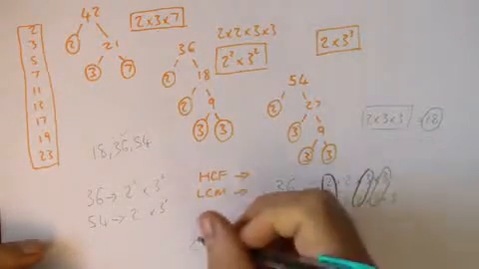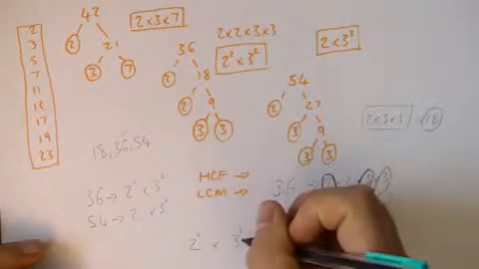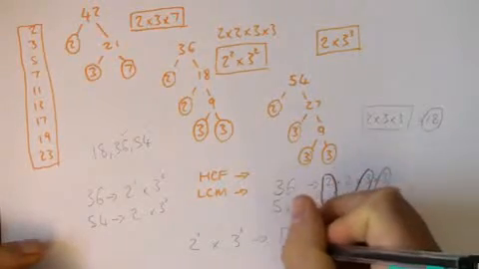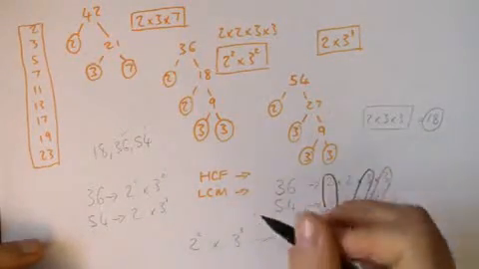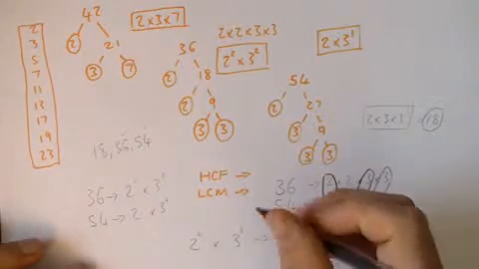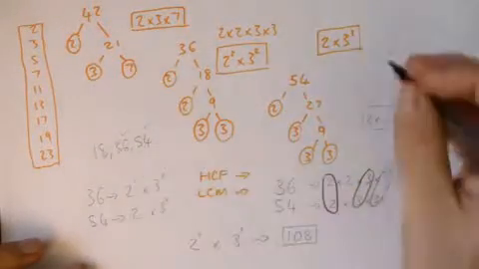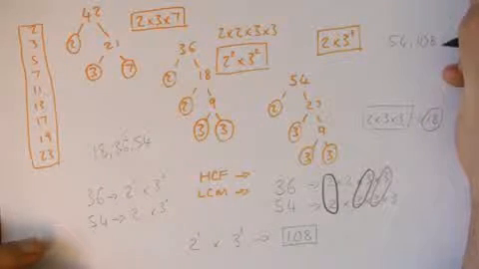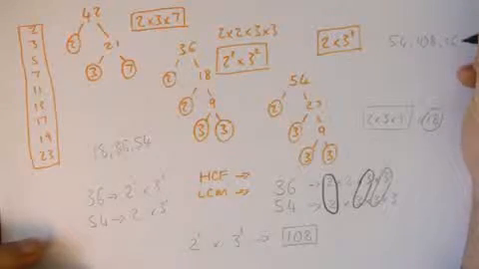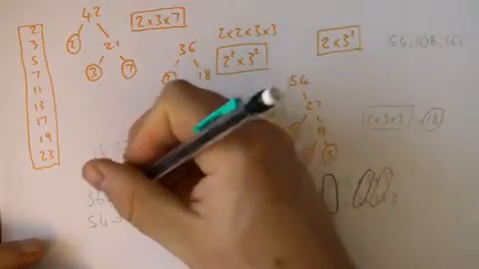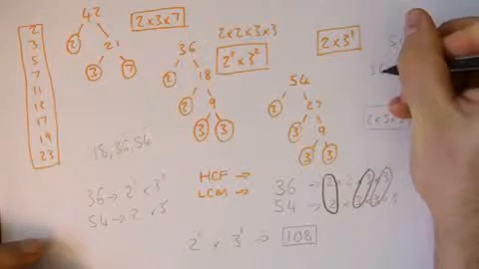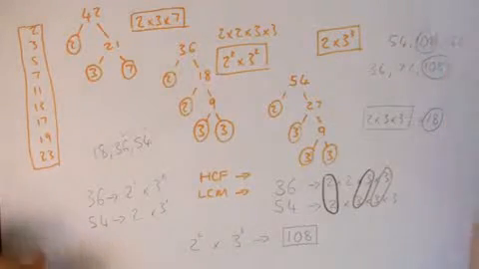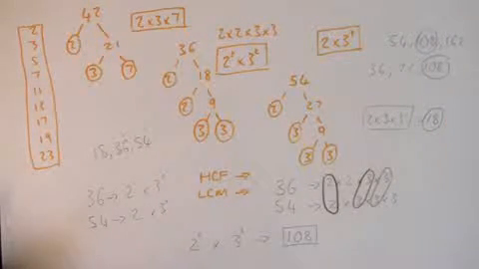This will now give us the lowest common multiple. 2 squared is 4, 3 cubed is 27, so the lowest common multiple is 108. The lowest common multiple is the first number they both go into. Now let's have a think about this. 54, the 54 times table goes 54, 108, and then it's going to go 162. The 36 times table goes 36, 72, 108. That's the first number they both go into.